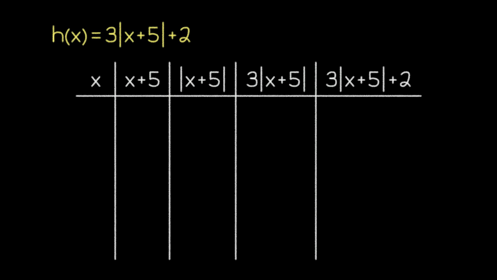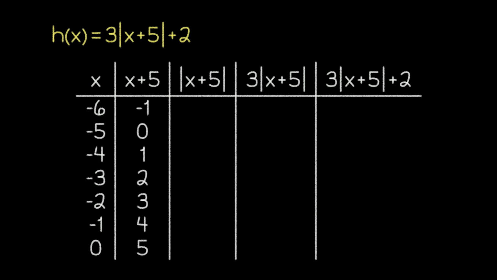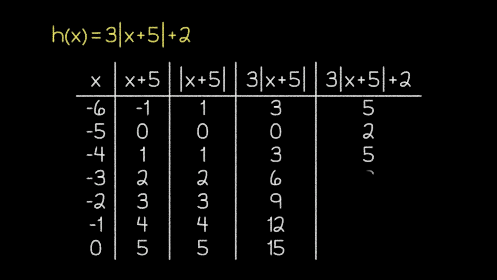Now that we've determined what each column will represent, we're ready to fill in the table. For our inputs, let's choose the integers from -6 to 0. And then, for each of those numbers, we'll need to add 5, take the absolute value, multiply by 3, and add 2. And there you have it, an extended table of values for an absolute value function.